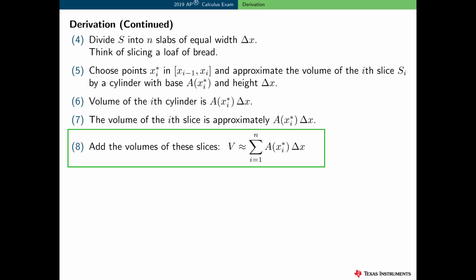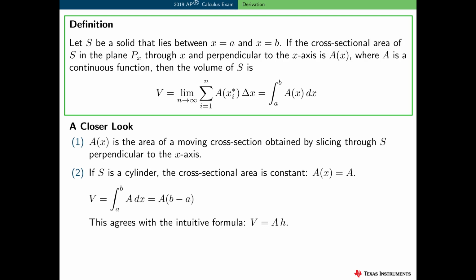Therefore, we define the volume as the limit of these sums as n goes to infinity. But this is the limit of a Riemann sum, and by definition, it's a definite integral. So here's our precise and very general definition of volume.